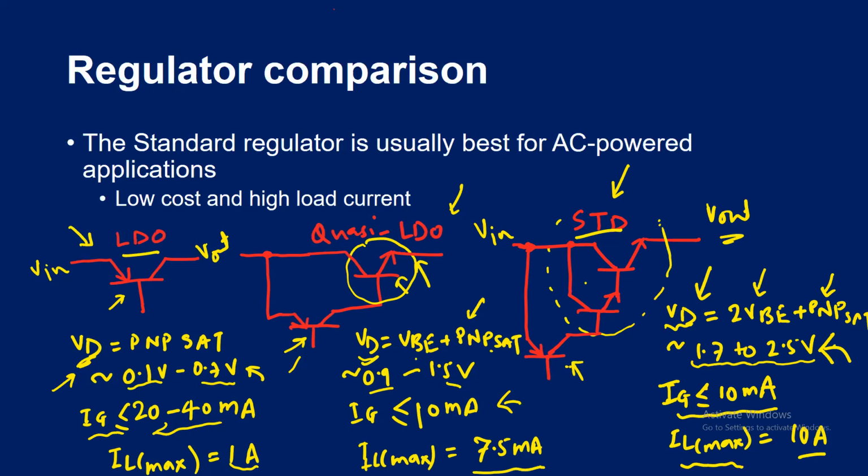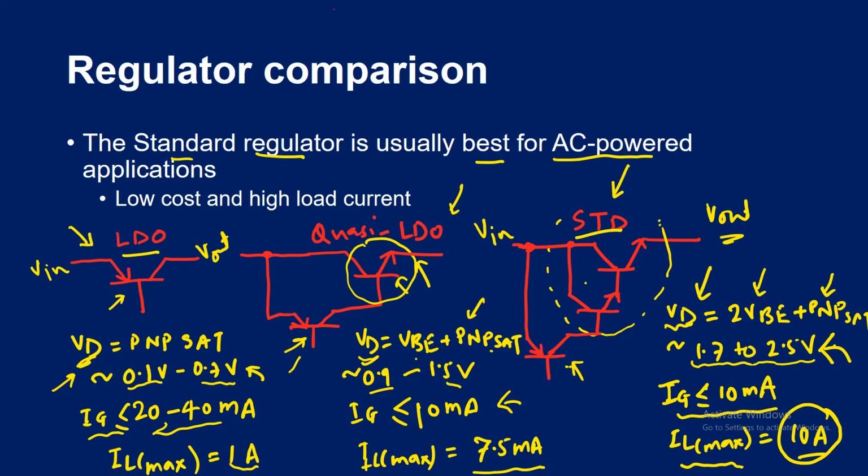So now the question is when to use the standard regulator, when to use the low dropout regulator, and when to use the quasi LDO. So usually the standard regulators are best for AC powered applications due to their low cost and high load current. If you have a requirement of high load current, less than or equal to 10 amperes, standard regulators are best.